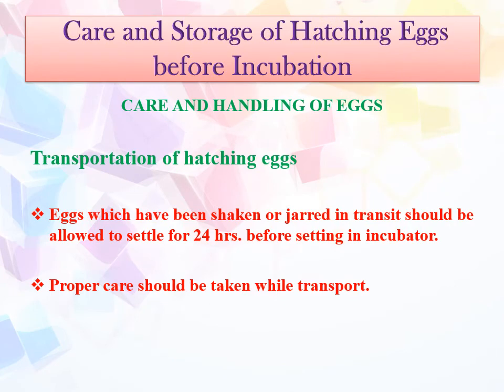And the last one is transportation of hatching eggs. As I said, in the breeder farm, medium size, oval shape fertile eggs with good shell quality and internal quality are collected and stored in the egg storage room of the breeder farm. Whenever a sufficient quantity of fertile eggs are there in the storage room, they are transported by vehicle from the breeder farm to the hatchery. Eggs that are shaken or jarred in transit should be allowed to settle 24 hours before setting them in the incubator. Proper care should be taken while transporting.